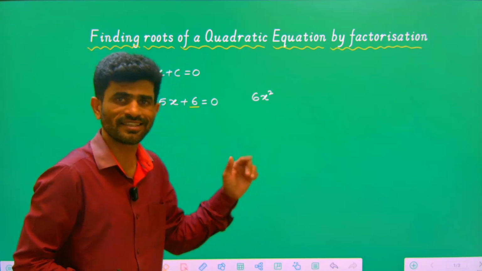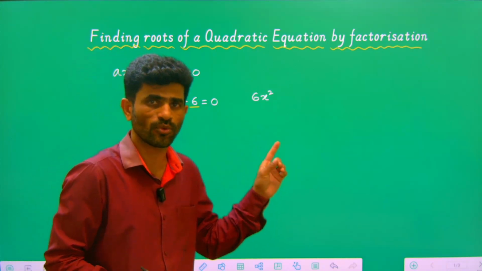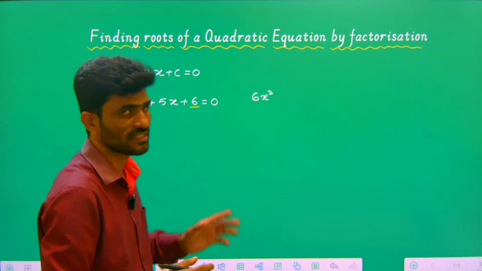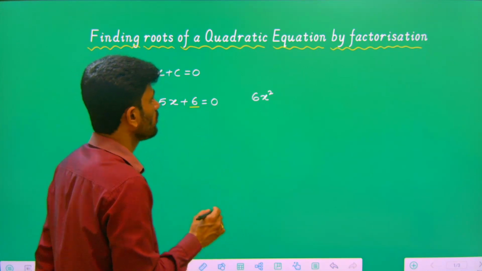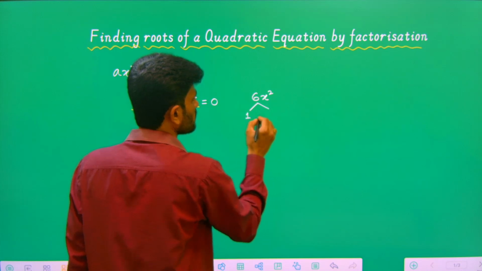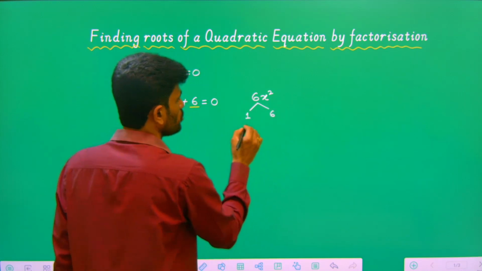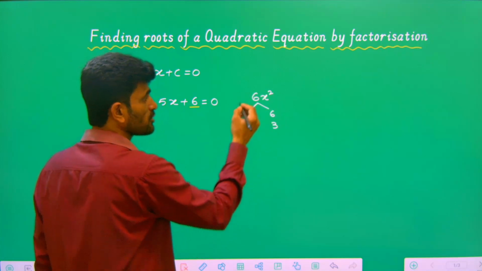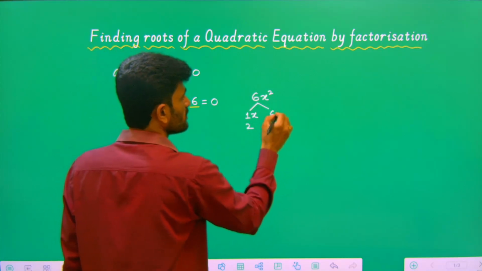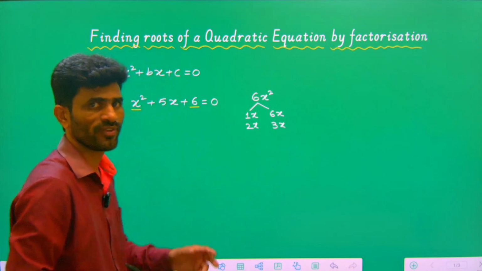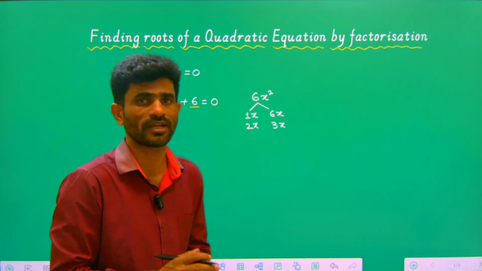We got 6x square. Once you find the product 6x square, I said to find out the factors of it. Factors of 6x square. Then what are the factors of 6 here? One is 1 into 6 and the other is 2 into 3. So what are the factors of 6x square now? 1x, 6x, and 2x, 3x. So we have two sets of factors, two pairs of factors.